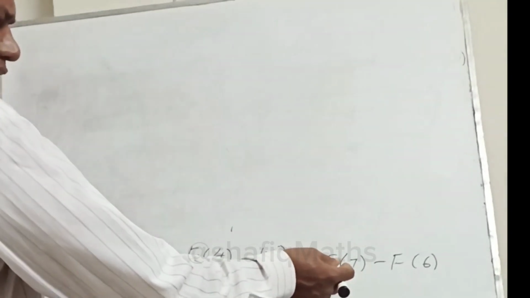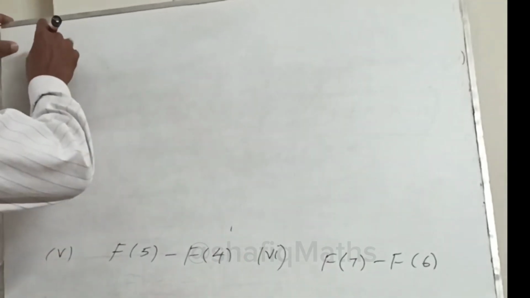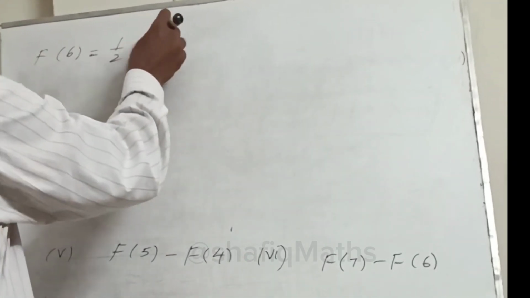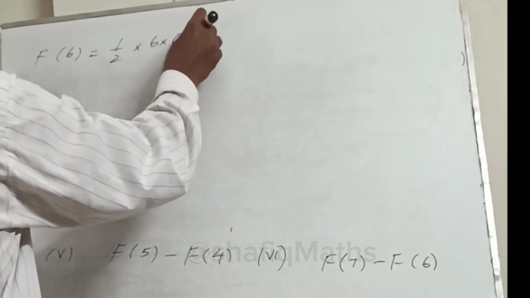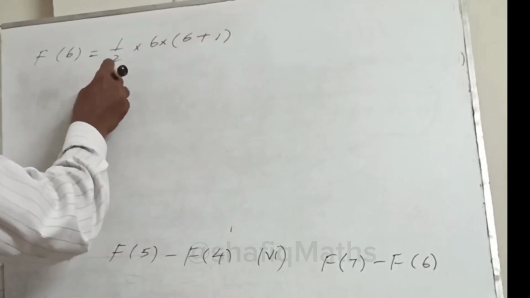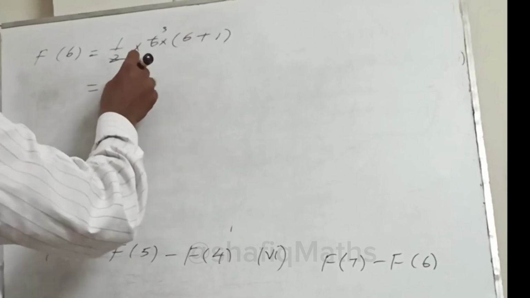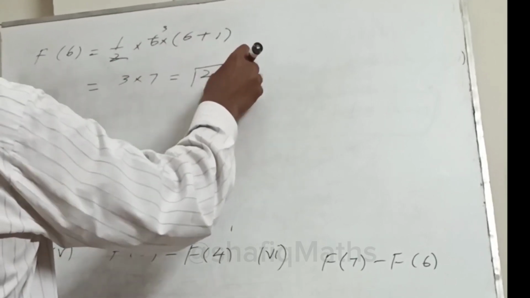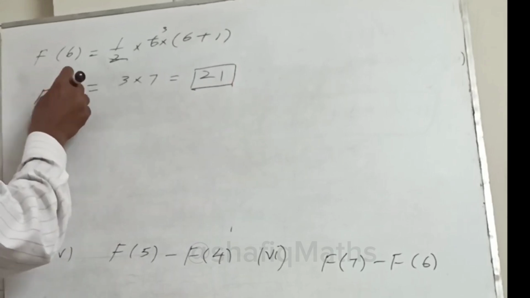Our next part is the sixth part. Part number 6: f6. We are finding first 1 upon 2 into 6 into 6 plus 1. 2 ones are 2, 2 threes are 6, so 3 into 7, that is 21. The value of f6 is 21.